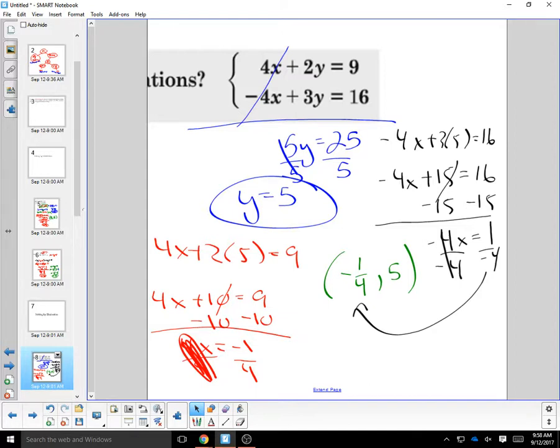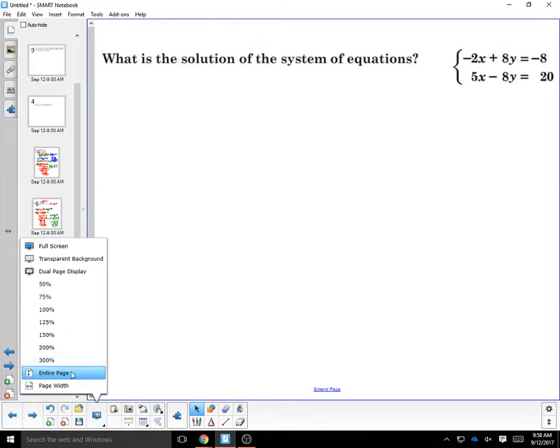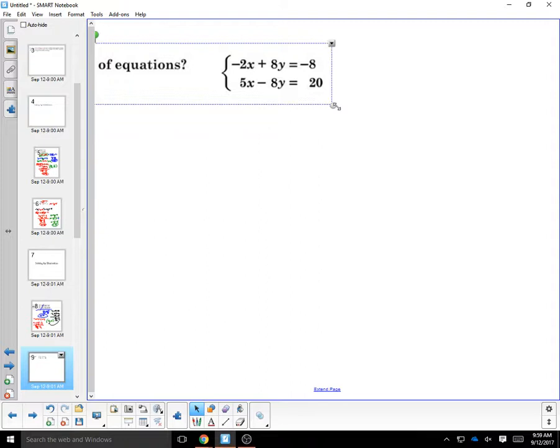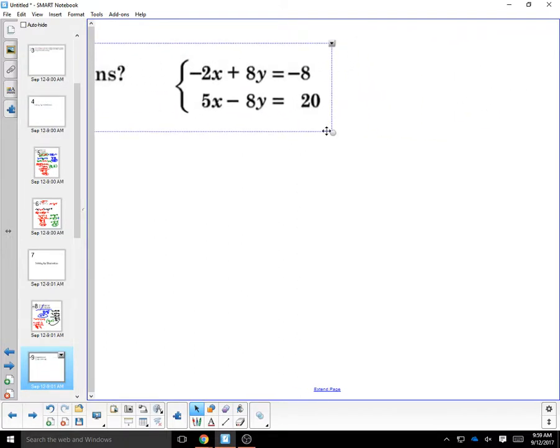Can I change the slide? On to the next one. Okay, no objections. Here we go. Here's another system. Here, let's have you do this one.